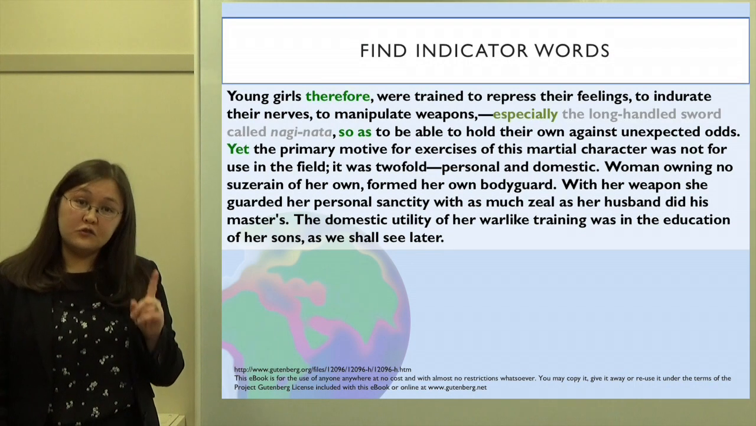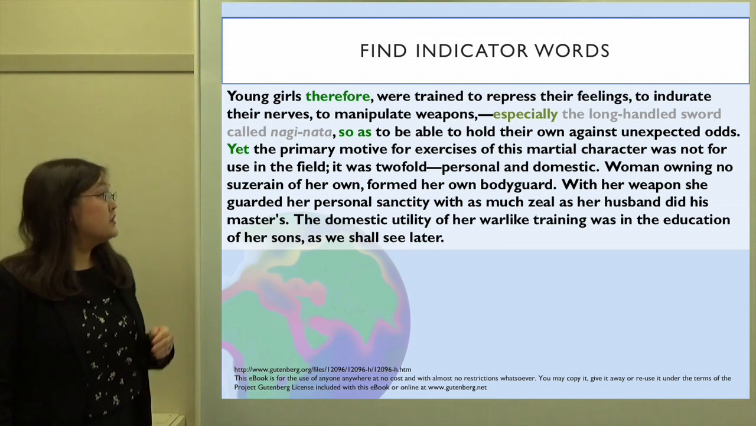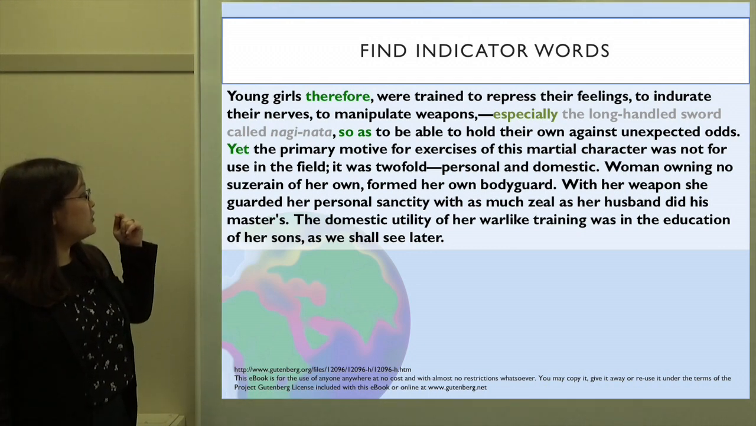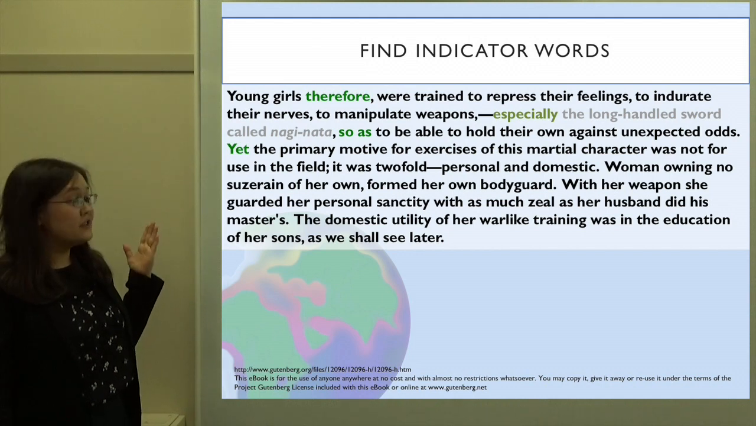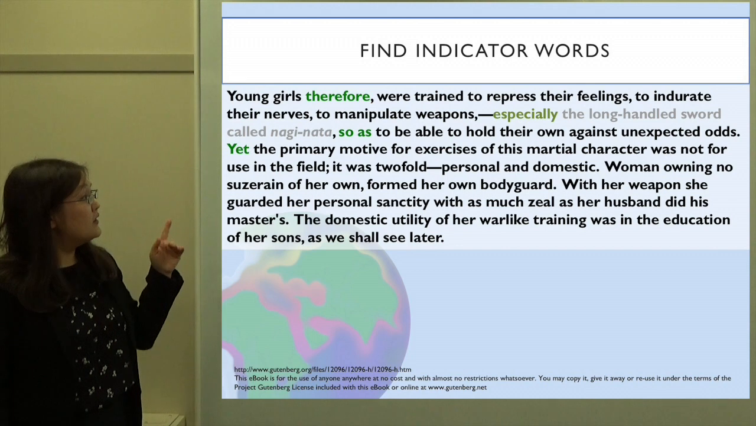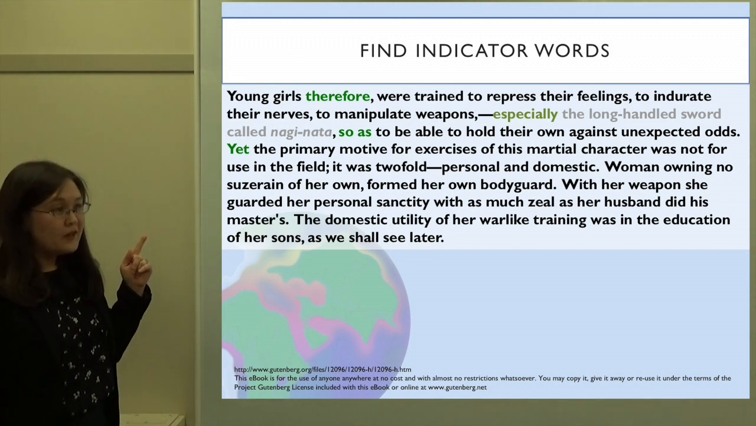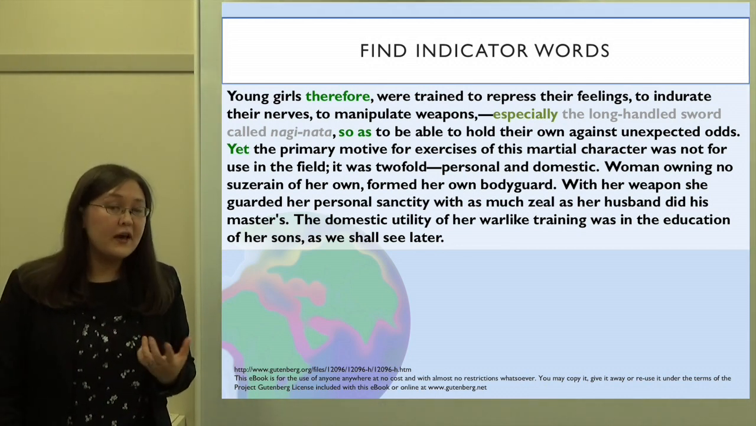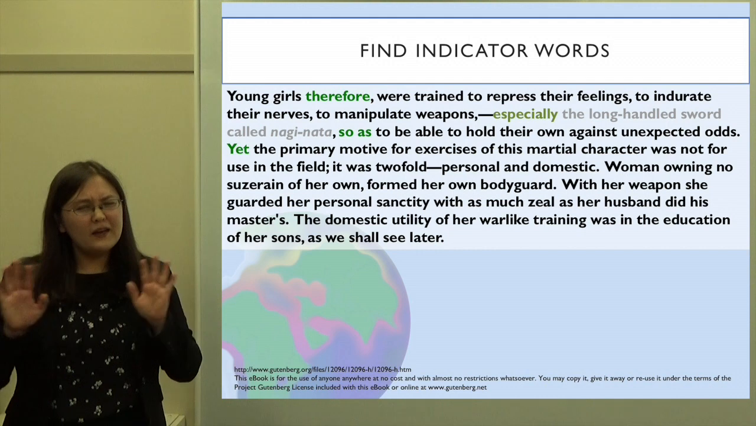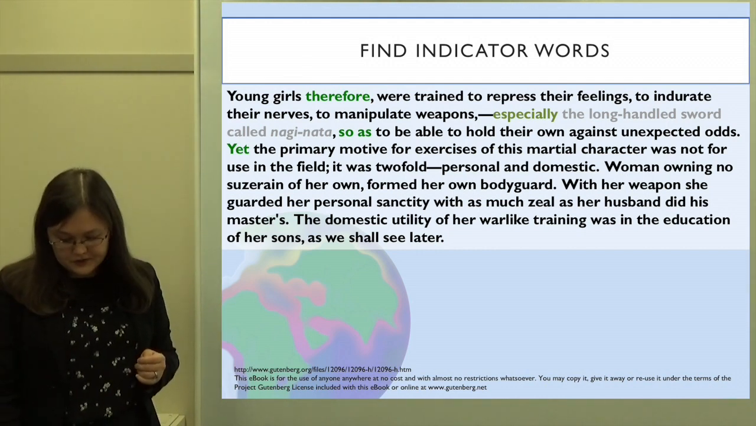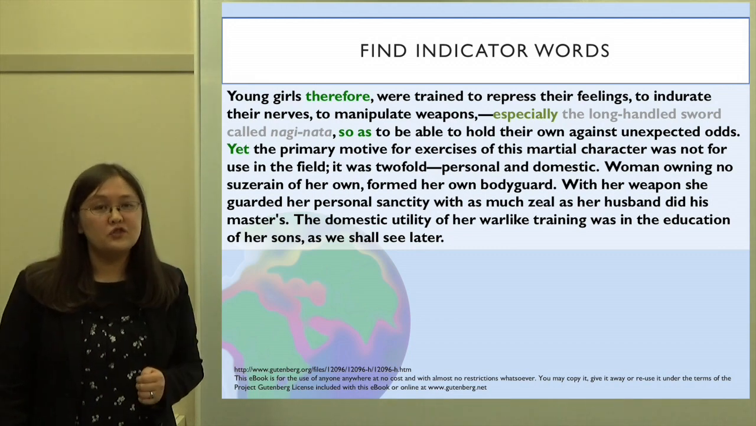So first, we need to look for the indicator words. As you can see, I've highlighted in green, therefore, so as, and yet. These show us the location of his conclusions. And in light green, I highlighted especially. Especially indicates that this is a kind of aside, extra information, so it may not be necessary to understand the argument. So I have grayed out those words. We don't need to pay attention to that part.